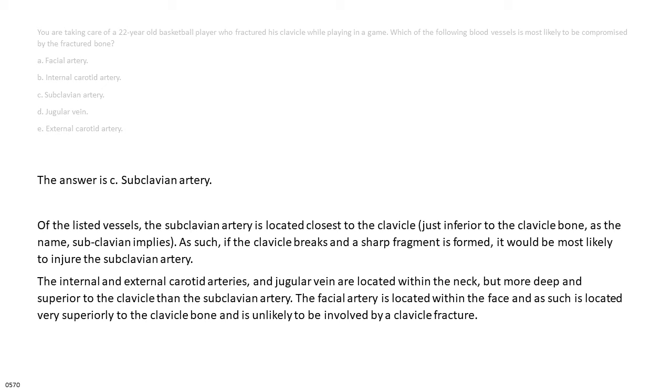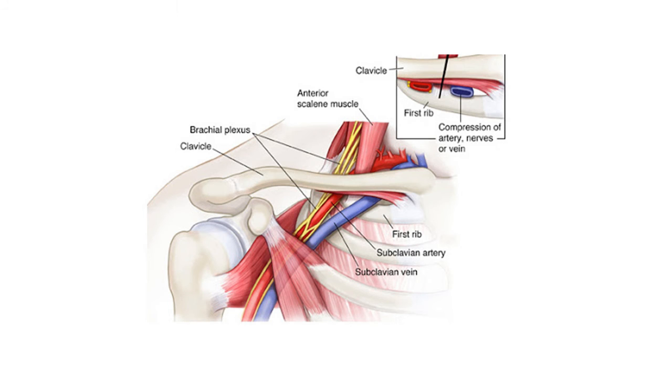The internal and external carotid arteries and jugular vein are located within the neck, but more deep and superior to the clavicle than the subclavian artery. The facial artery is located within the face and as such is located very superiorly to the clavicle bone and is unlikely to be involved by a clavicle fracture.